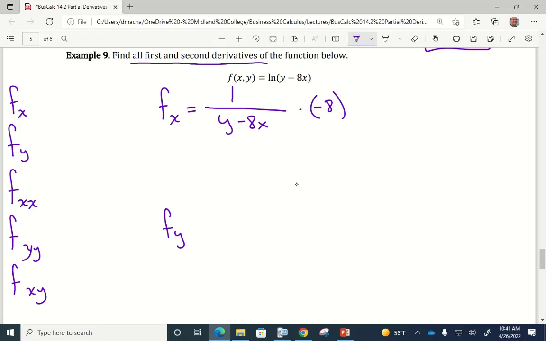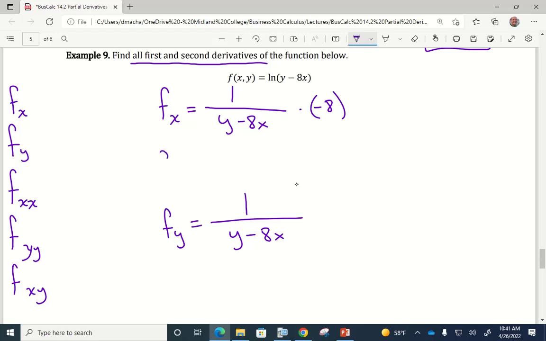The derivative of my function with respect to y would be pretty similar, because the derivative of natural log is still 1 over y minus 8x. But the derivative chain rule this time is saying multiply times the derivative with respect to y of your inside function, but the derivative with respect to y of y minus 8x is just 1, because we pretend that x is a constant. So far so good.